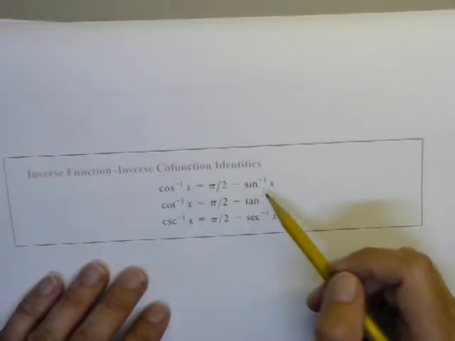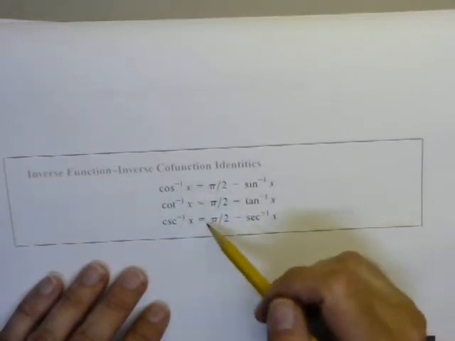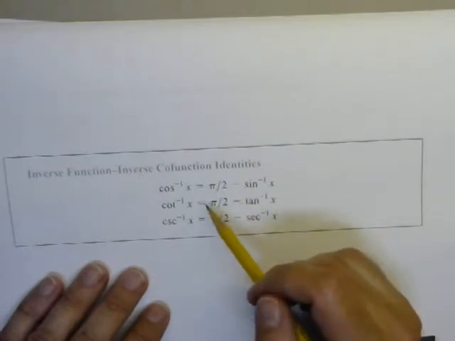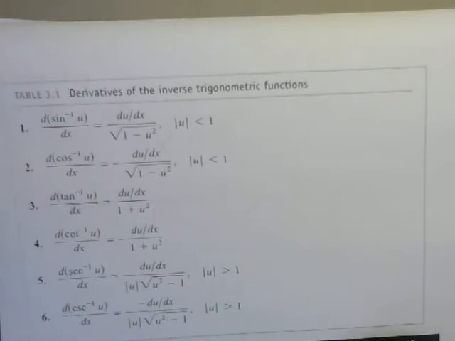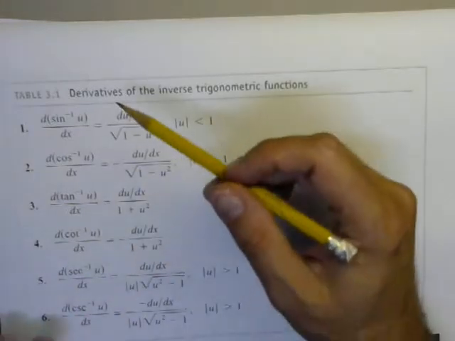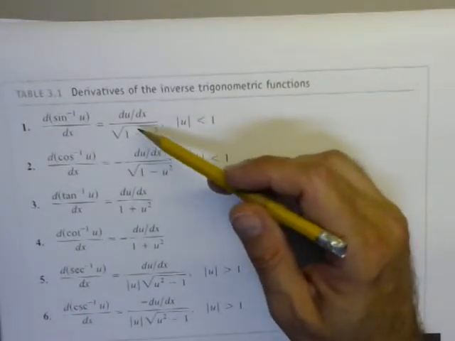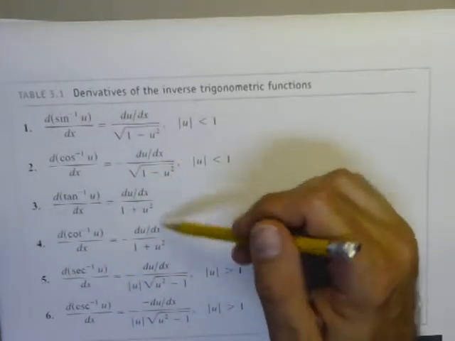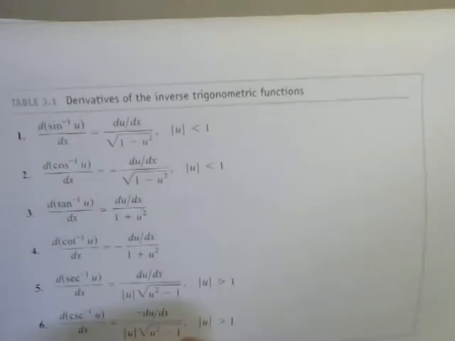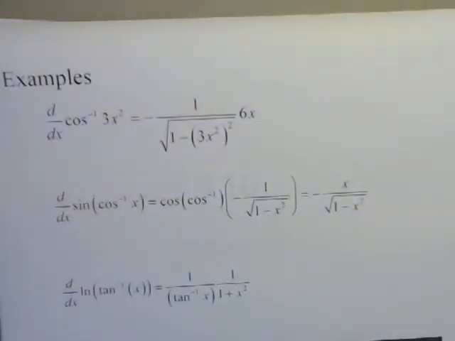A couple things to keep in mind are some identities, like the inverse cofunction identities. These relate the inverse sine and cosine, etc., with one another, so they're kind of like the identities you've seen before. So here's just a list of all the derivatives, again written in the chain rule form. So again, you basically just need to copy these down or memorize these and put these on your formula sheet. So that's really all that's new in this section.